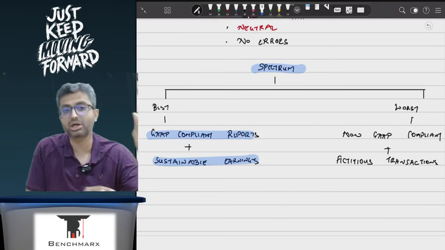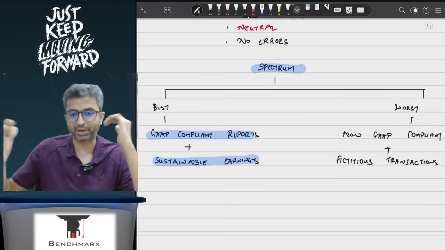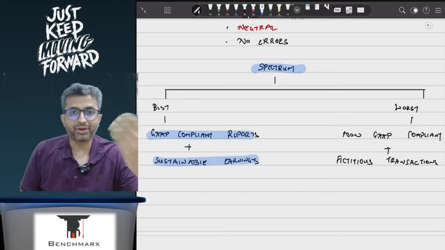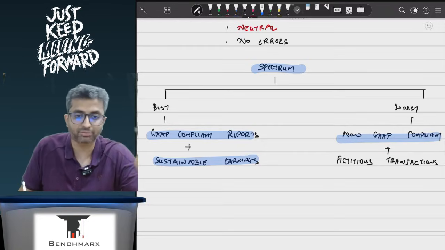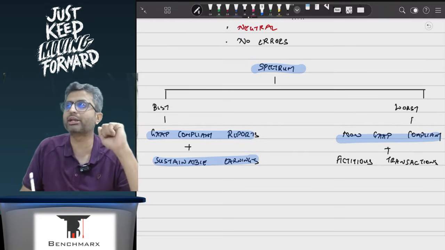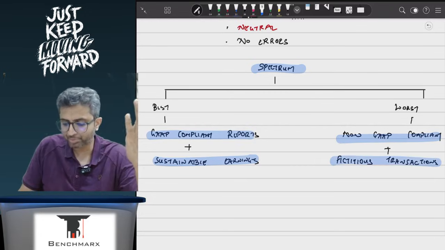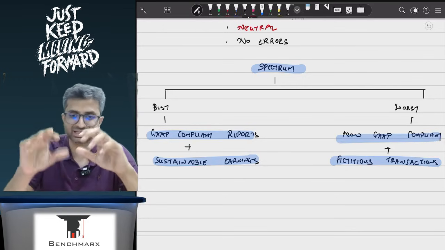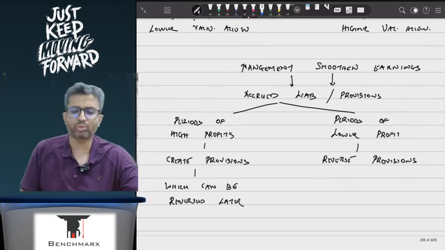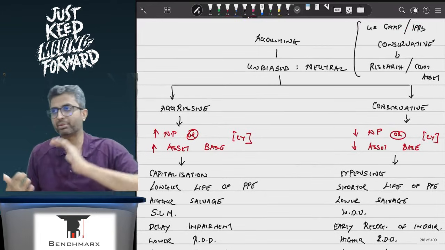Where is the worst quality in the spectrum, at the other side? It would be where you are not compliant, you have done a lot of violations, like what happens with Byju's, if you are aware, and at the same time, you have put in a lot of fictitious transactions. So your earnings are not sustainable, they're not real earnings. So this is the worst type of a company, whereas what is there on the left hand side is the best type of company.